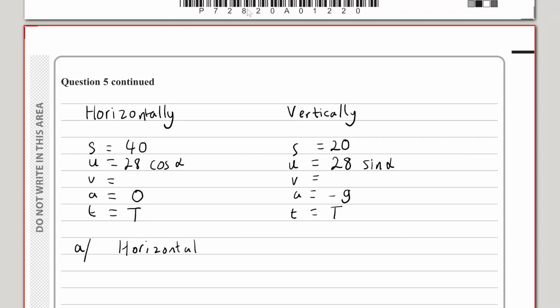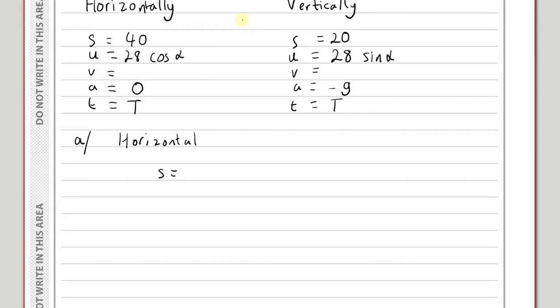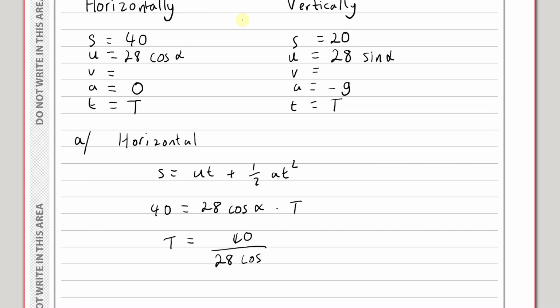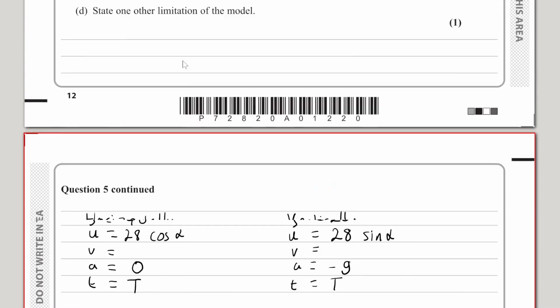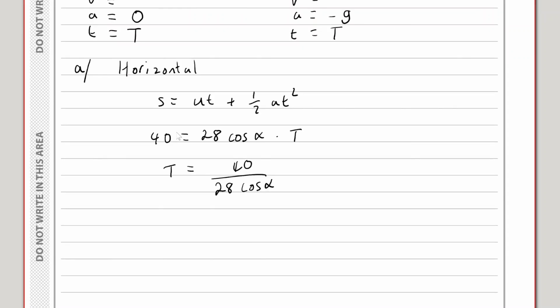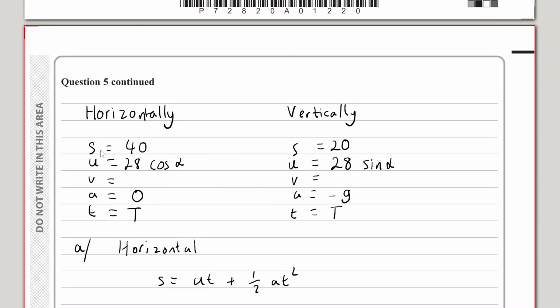We can do S equals ut plus half at squared, and A is 0. So it's just S equals UT. So 40 equals 28 cos alpha times T. To get T by itself, divide by 28 cos alpha. And is that what we wanted? We just need to simplify it, I think. 10 over 7. Yep, divide top and bottom by 4. And that is our part A.